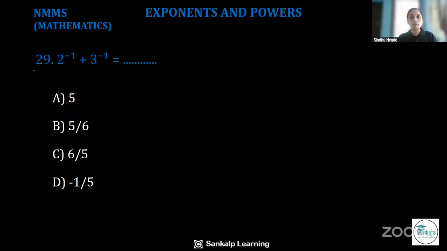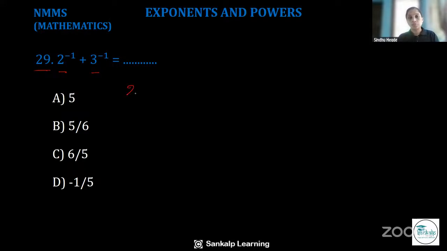Let us see question number 29 of NMMS Maths, chapter name Exponents and Powers. 2 raised to minus 1 plus 3 raised to minus 1 is equal to dash. Option A 5, option B 5 by 6, option C 6 by 5, option D minus 1 by 5.